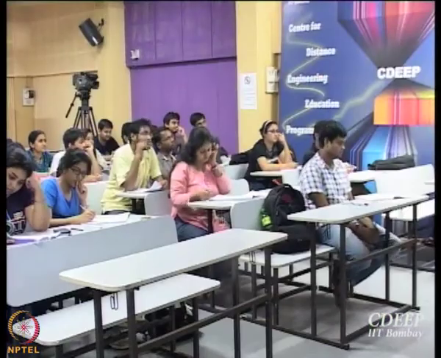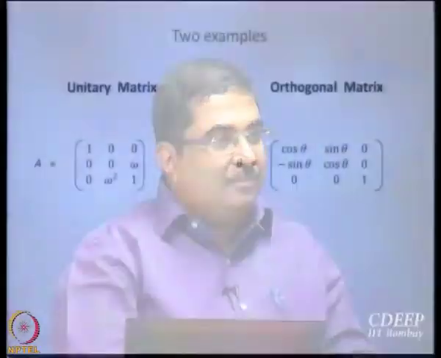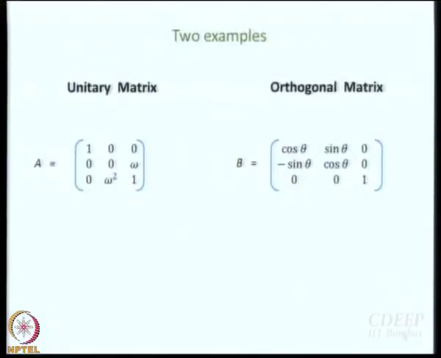What is the complex conjugate of omega? So, Avinash, tell me what is the complex conjugate of omega? Omega square. Very good. So now work out the adjoint. First one, 1 0 0, that is the first row. What is the second row?